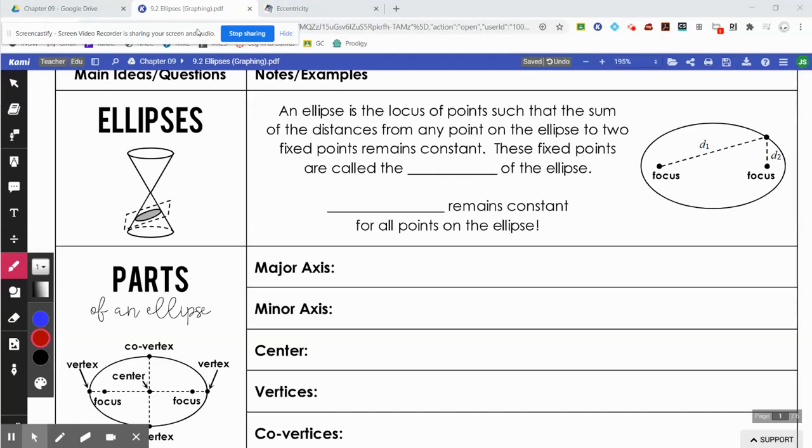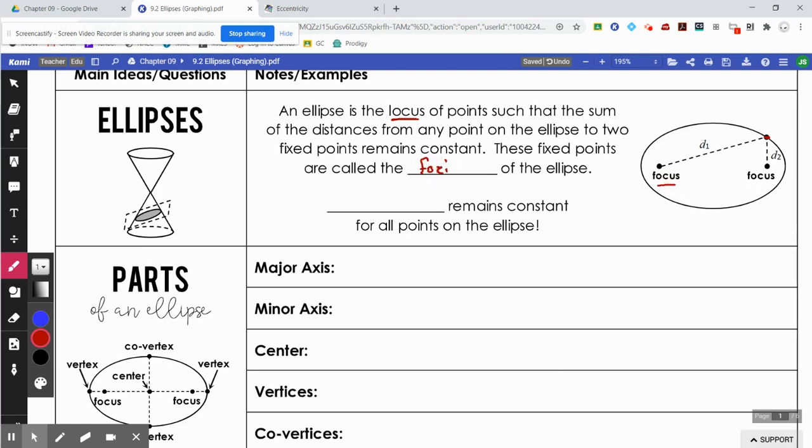Okay, in this video, we're going to begin our discussion on ellipses. An ellipse is the locus, and there's that word again, and a locus is simply a collection of points. An ellipse is a collection of points such that the sum of the distances from any point on the ellipse, so if you take this point or any other point on the ellipse, to two fixed points, and we call those two fixed points the foci, which is plural for focus.